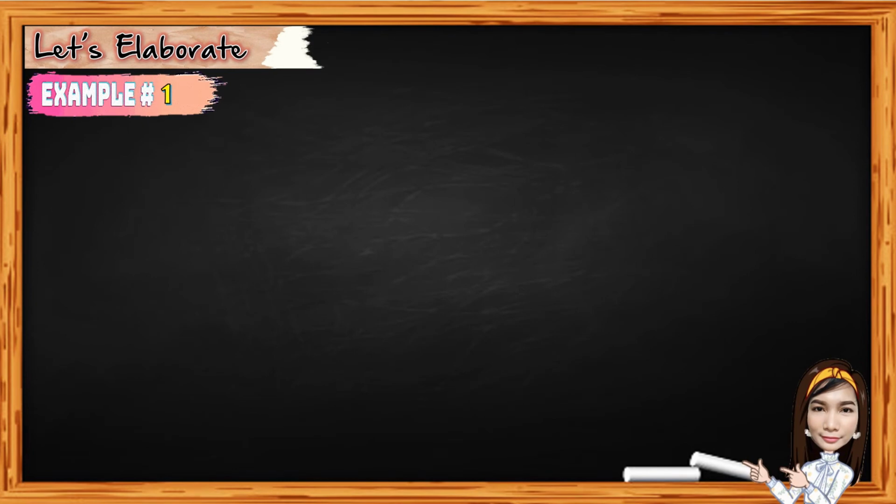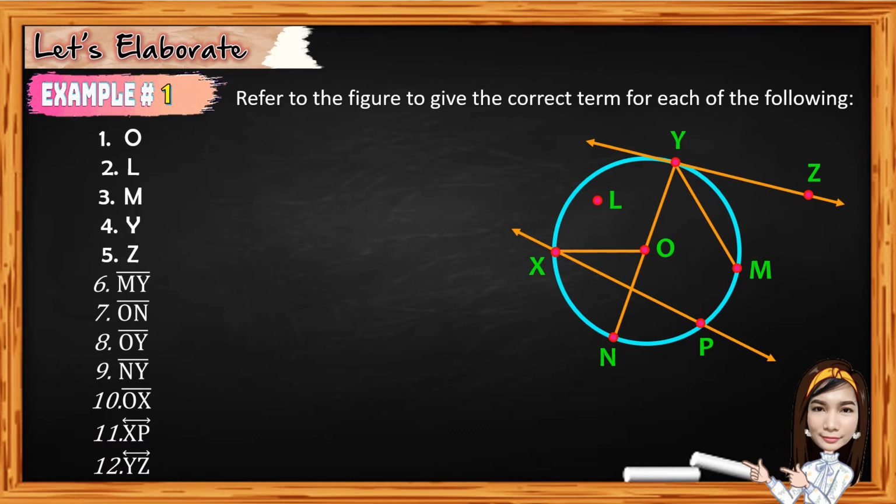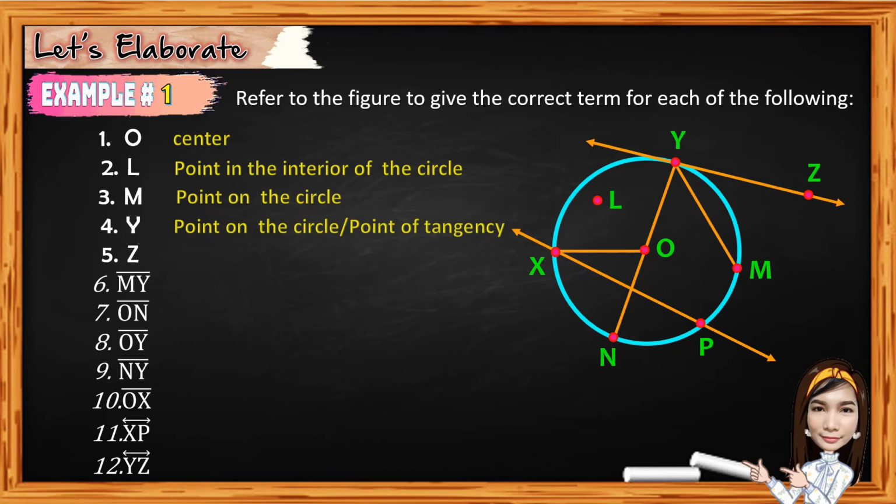Next, for further understanding, let's have example number 1. Refer to the figure to give the correct term for each of the following. For number 1, point O is considered the center. For number 2, point L is considered the point in the interior of the circle. For number 3, point M is the point on the circle. For number 4, point Y is the point on the circle or point of tangency. For number 5, point Z is the point in the exterior of the circle.